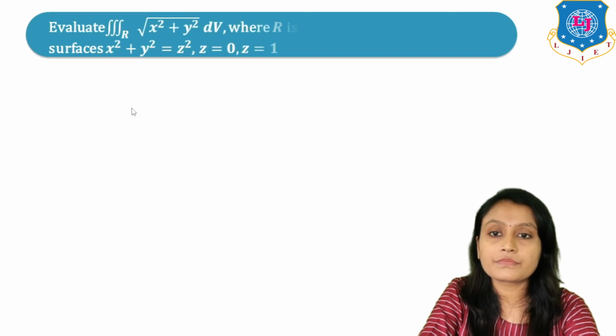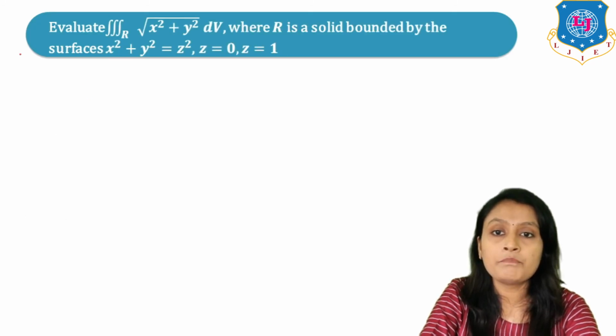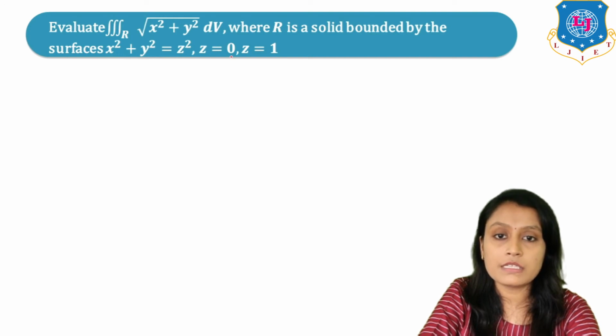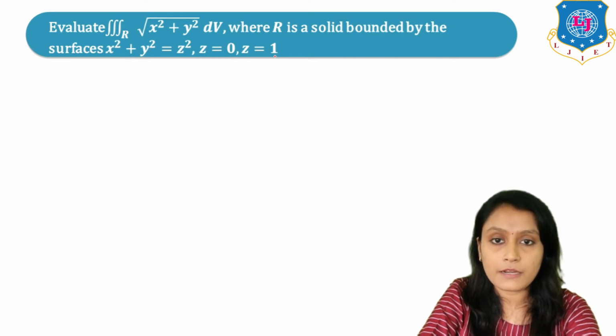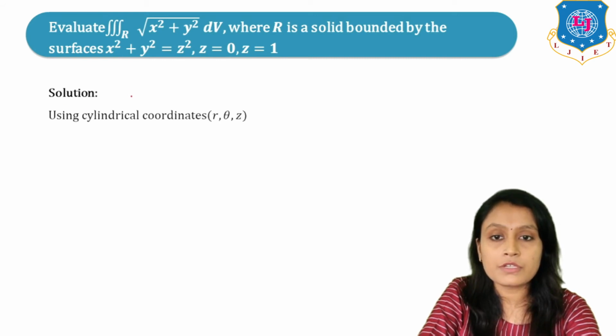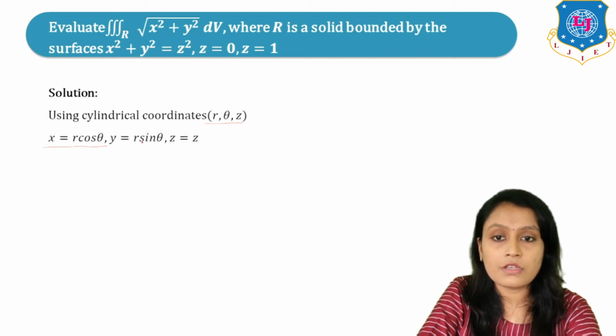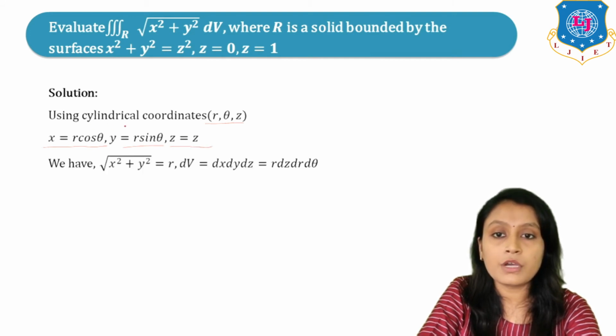Now let's solve one more example. Evaluate the triple integration over the region R of under root x square plus y square dv, where R is the solid bounded by the surfaces x square plus y square equals z square, z equals 0 and z equals 1. Now let's begin with the solution. We will use the cylindrical coordinates r, theta and z, so x equals r cos theta, y equals r sin theta, and z equals z. We take this to convert the Cartesian coordinates to cylindrical coordinates.